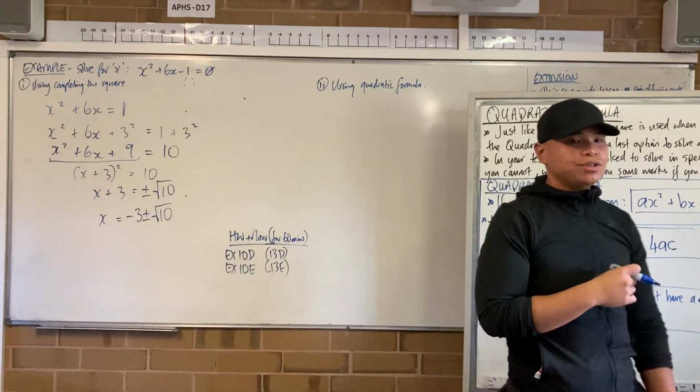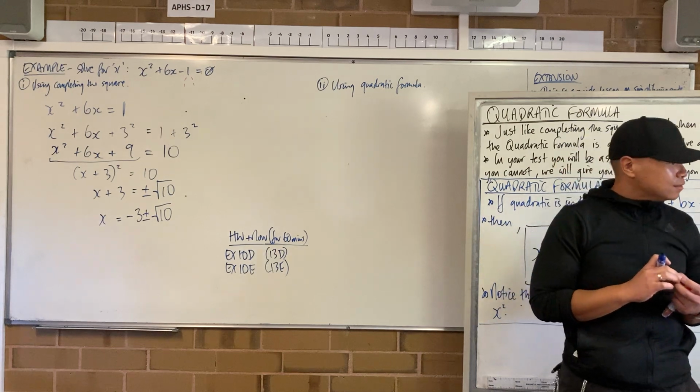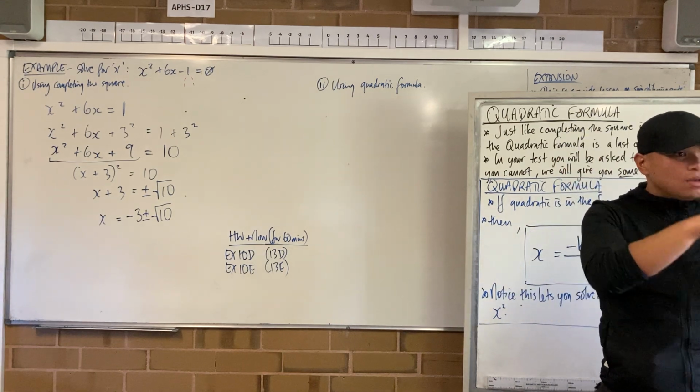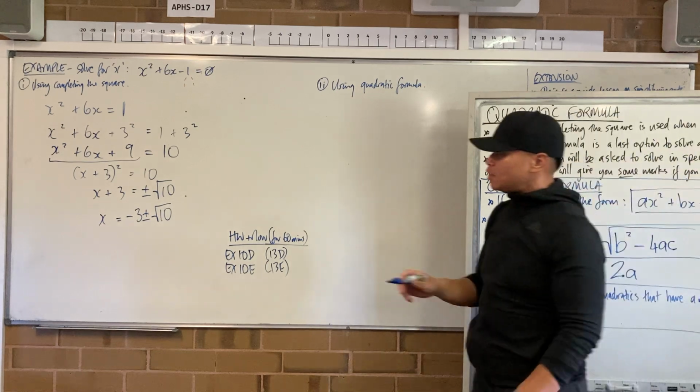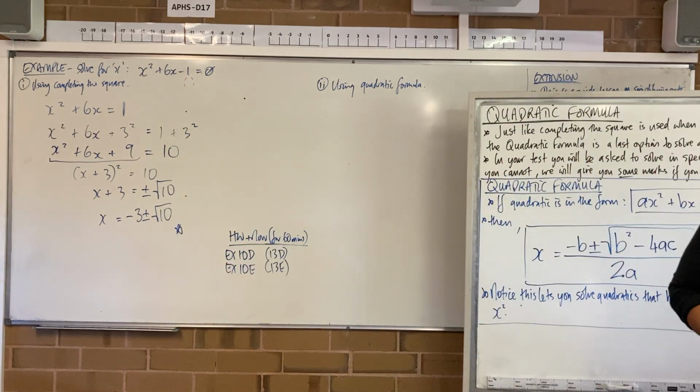Why do I leave it as root 10? If you go onto your calculator and work out the square root of 10, it's not a nice number. It's just all decimals, okay? Can you get that example down, please? That's how you use completing the square. And then I'll finish off with using quadratic formula, and I'll shut my mouth for an hour. It's very difficult. Difficult to do that.